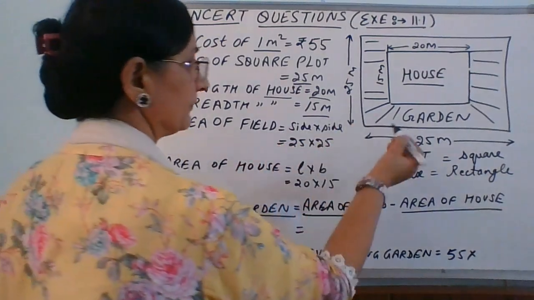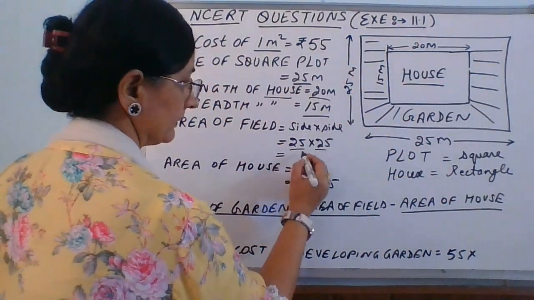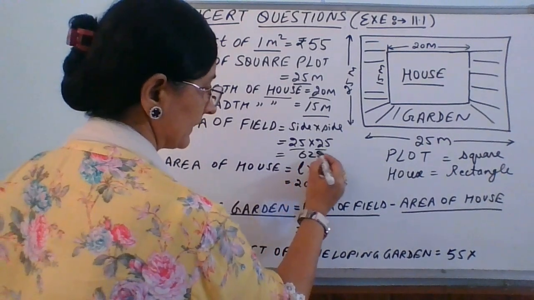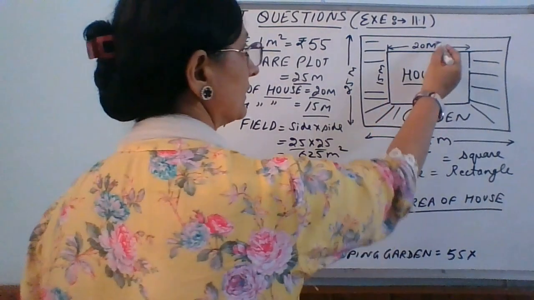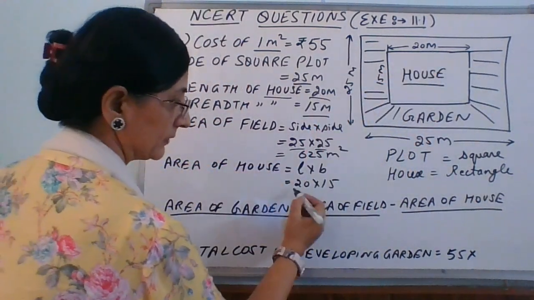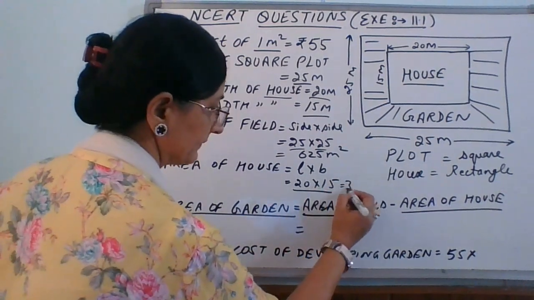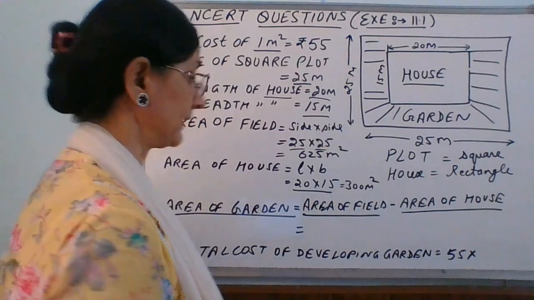एरिया ऑफ द फील्ड, अब फील्ड आपकी क्या है? स्क्वायर, साइड इनटू साइड, 25 into 25, that will be 625 meter square, right? Area of a house, house is in the form of a rectangle, length into breadth, length 20 and 15, multiply करो उसको, 15 2s are 30, 300 meter square. 25 25 625, right? Squares आने चाहिए.